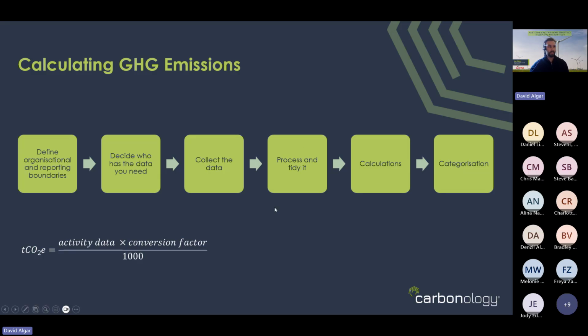And then you've got your calculations. Again, we've got the formula down here. I think formula is a bit of a fancy word for just timesing two numbers together and dividing them. But it's important just to highlight that this is the easier bit. You've done the hard work. If you get into this part, you just choose your conversion factor and times them together. Out of all of these steps, that's the easier one. Not always, but usually. And then finally, categorization.